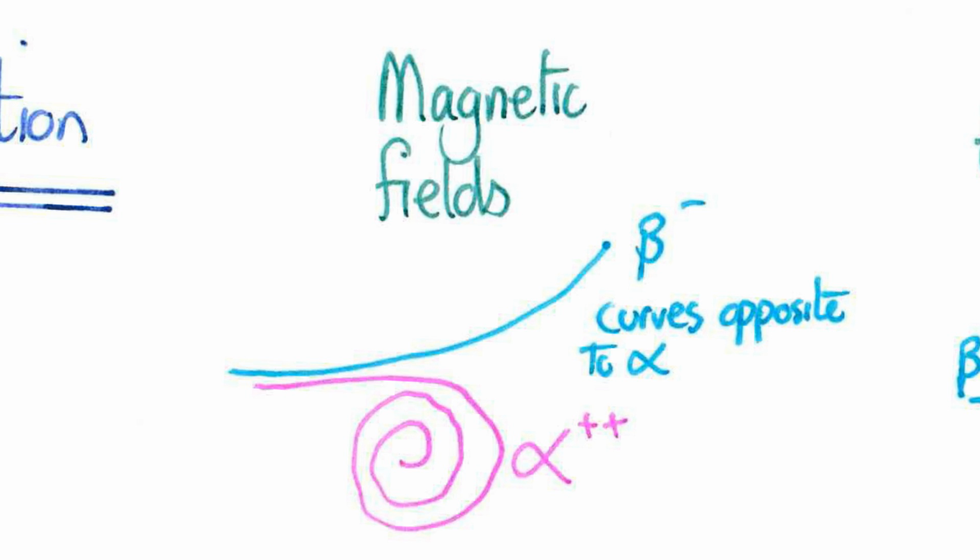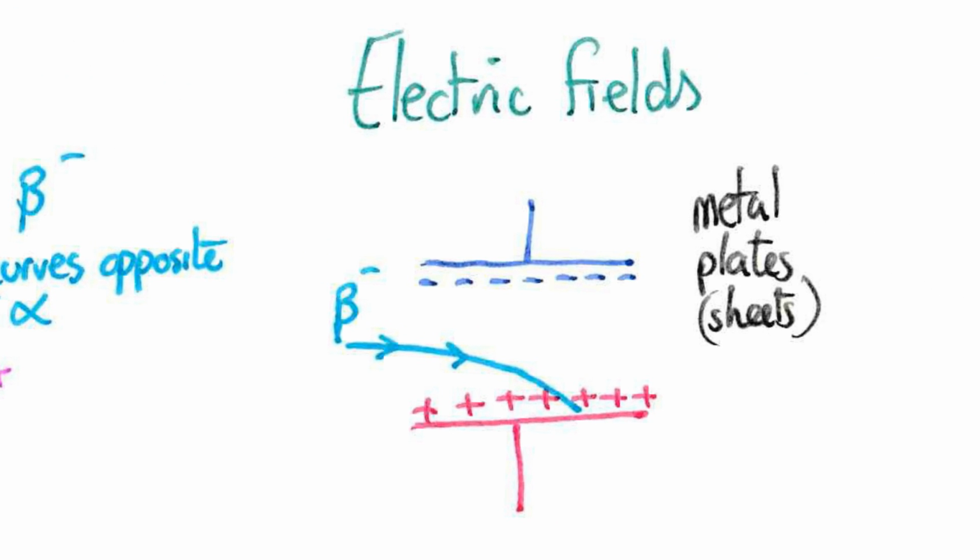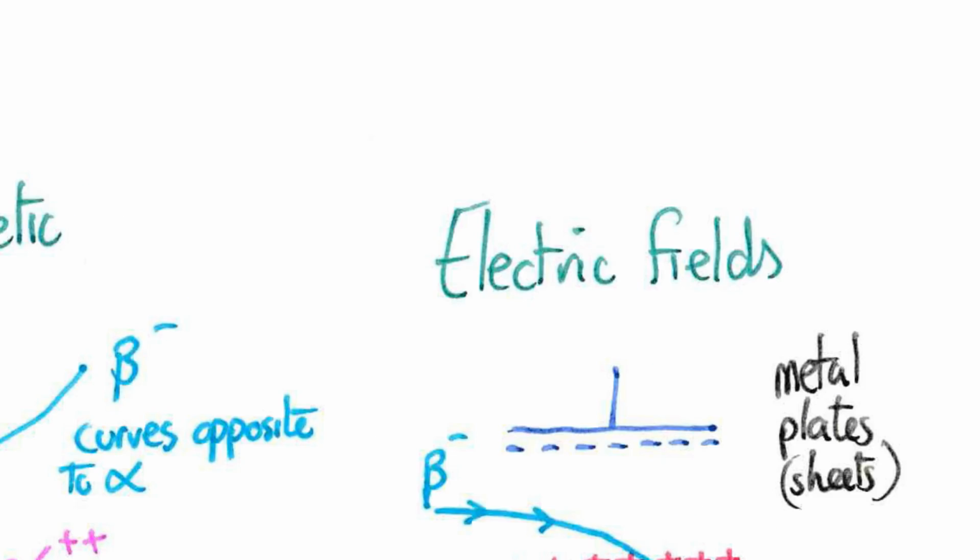Right, magnetic fields. What you need to know is basically the beta particle curves in a different direction to alpha particles. That's because the beta is negatively charged and the alpha is positively charged. And the effect in electric fields is that the beta particle is attracted towards the positive plate. If you've got two sort of steel plates and you give them charges, one a positive charge and one a negative charge, you'll find the beta particle is attracted towards the positive plate. And it's one of the ways we know that beta particles are negative.